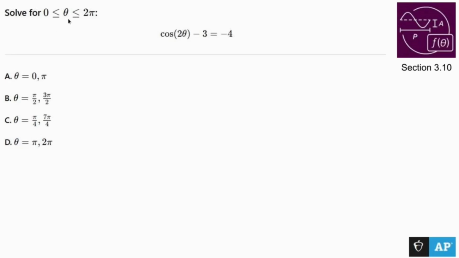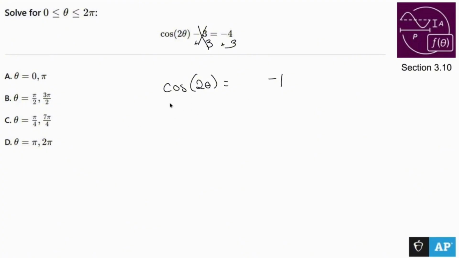Solve for all thetas in between and including 0 and 2 pi. We're given cos 2 theta minus 3 equals negative 4. All right, so let's do this. Let's add 3 to both sides. Add 3 to both sides, cross you out. That gets me cos 2 theta equals negative 1.